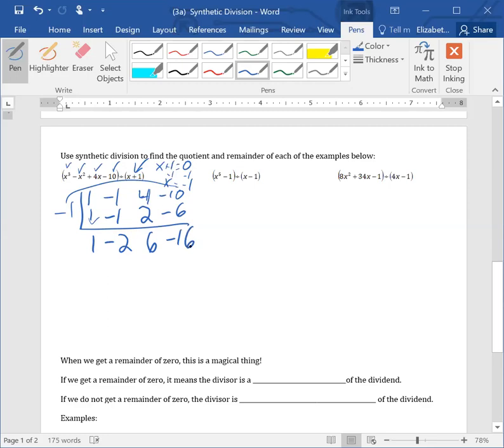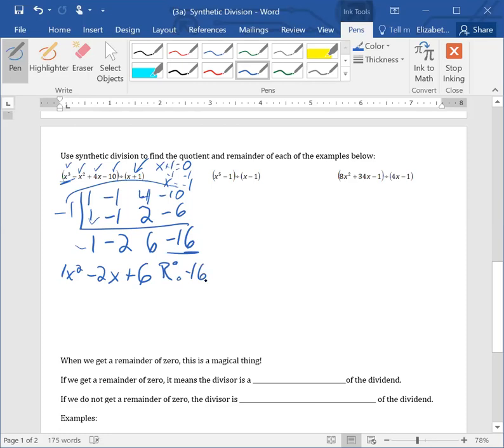All right, so let's do this one. Let's assign our x's starting from left to right on this one. So we know we started out with an x cubed. So our first value here is going to be 1 less than that, so x squared. So 1x squared minus 2x plus 6 with the remainder, that's my last number, of negative 16.